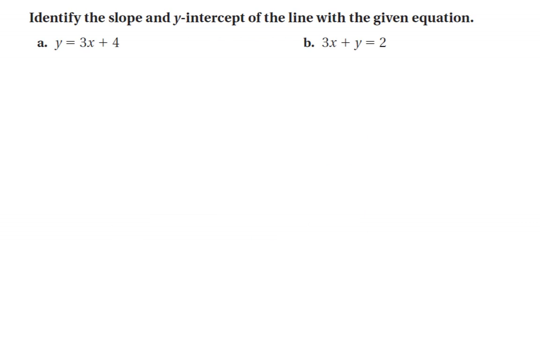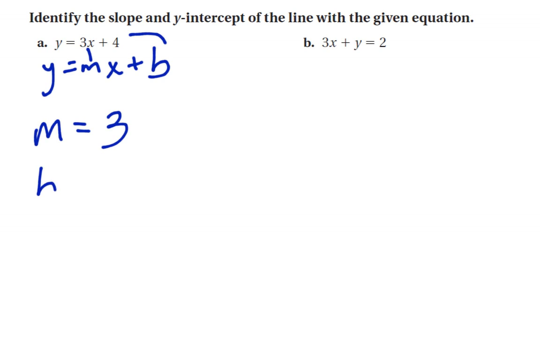Let's practice now identifying the slope and the y-intercept from an equation. In A, it's already set up in slope-intercept form. This looks just like y equals mx plus b. And since it's set up that way, it's pretty easy to identify that the slope is 3 and the y-intercept is 4. So when we're asked what the slope is, we'd say 3. When we're asked what the y-intercept is, we'd say 4.